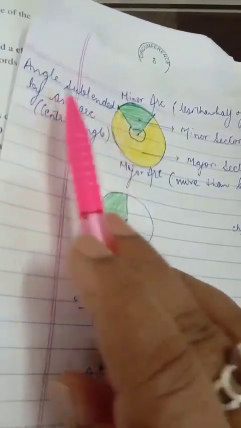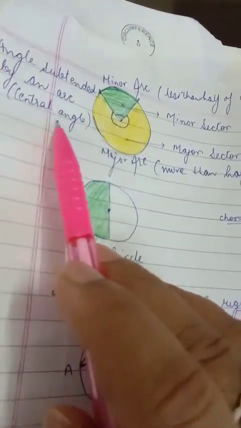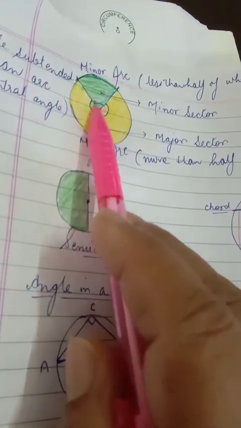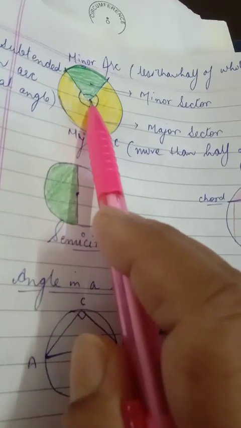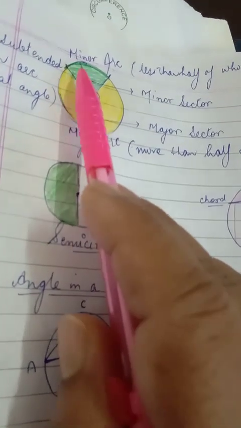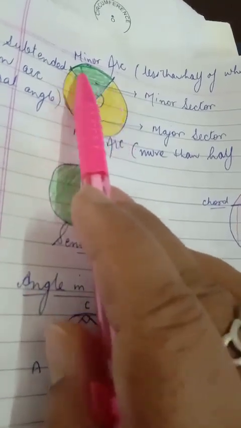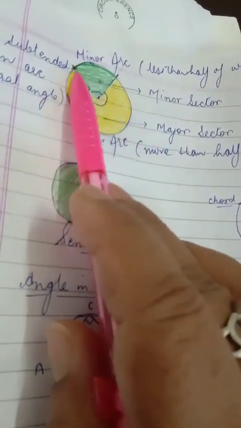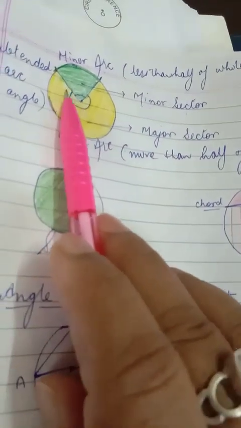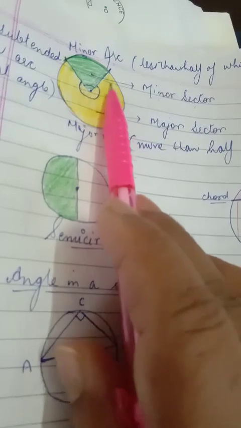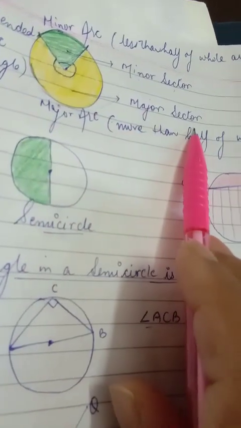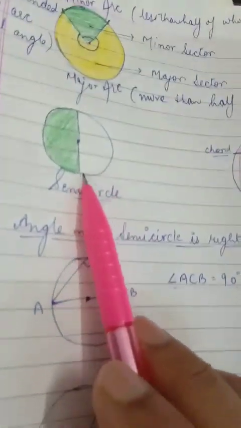Now, angle subtended by an arc, it's also called a central angle. When the arc combines with two radii of the circle, we get one angle, or we get the central angle. The portion between the two radii and the minor arc is called the minor sector, whereas the portion between the two radii and the major arc is called the major sector. Let's move on to semicircle.